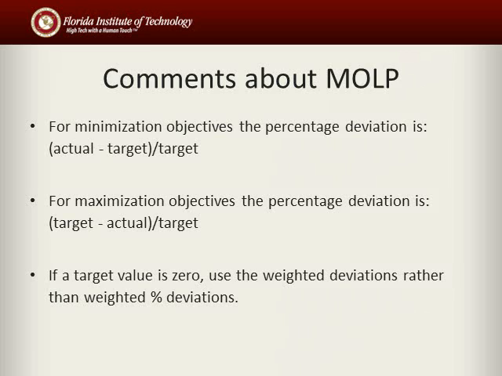A few comments about multi-objective linear programming. This is important to understand. For minimization objectives, the percentage deviation is what we just used, actual minus target over target. However, for maximization objective problems, the percentage deviation is target minus actual over target. And if the target value is 0, use the weighted deviations rather than the weighted percentage deviations.